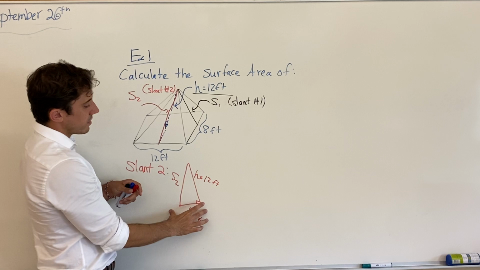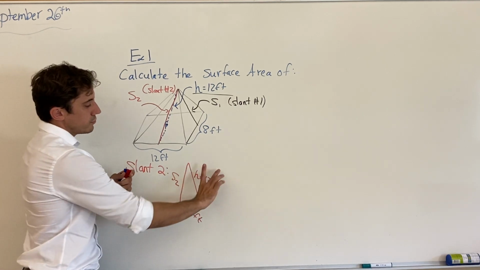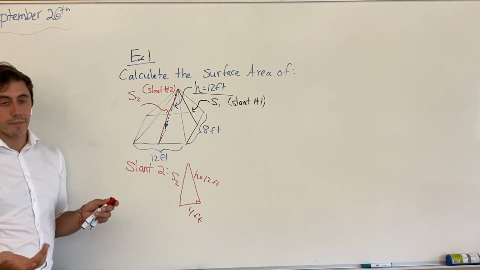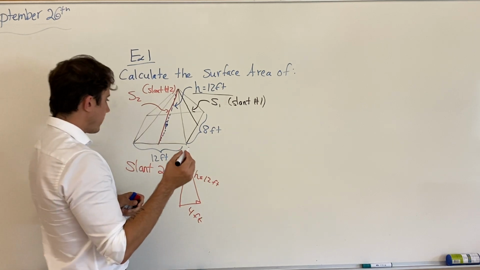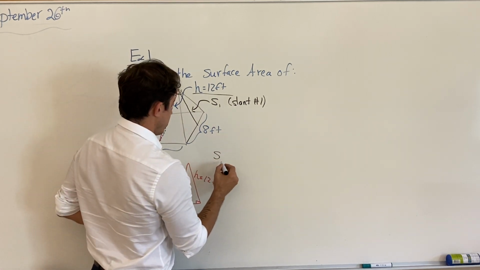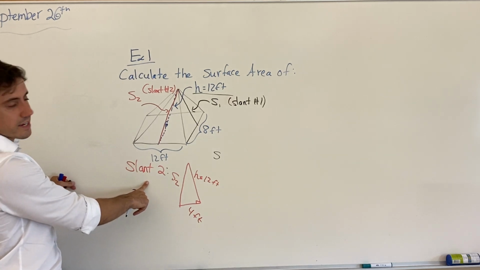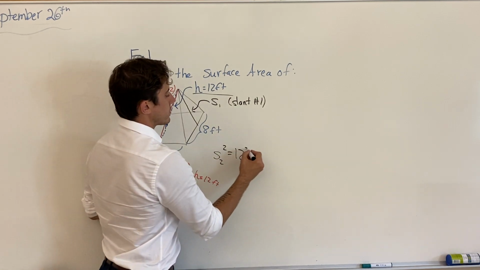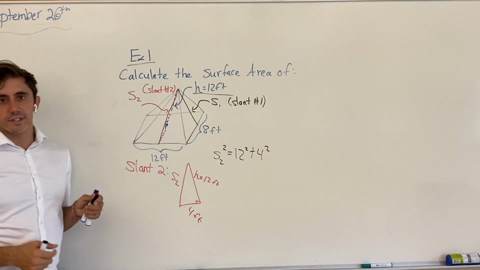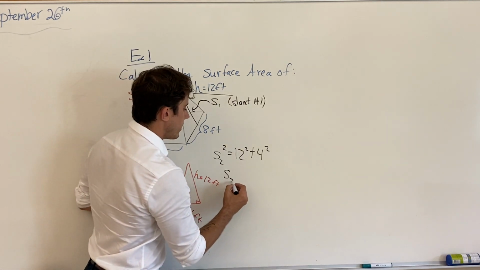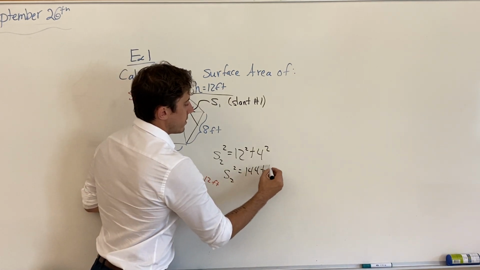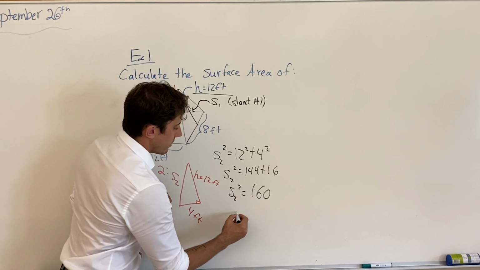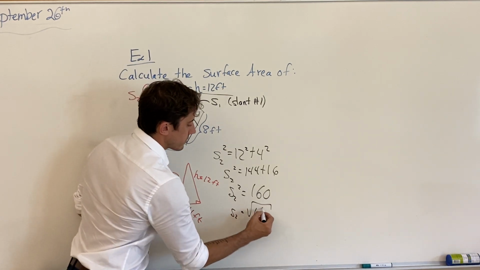And that acts as the bottom side length, so now we have a nice right-angle triangle where we know the two lengths of the legs, and so we can find the hypotenuse using the Pythagorean theorem. And so let's go ahead and do that. Let's say S2 squared is equal to 12 squared plus 4 squared. Again, this is something you've seen for the last few years, so you just follow through. S2 squared is equal to 144 plus 16, so S2 squared is equal to 160, and so S2 is the square root of 160, right?